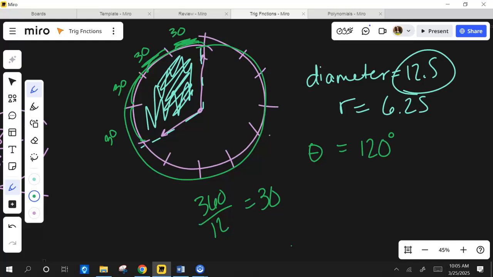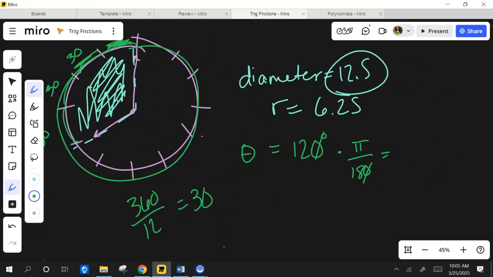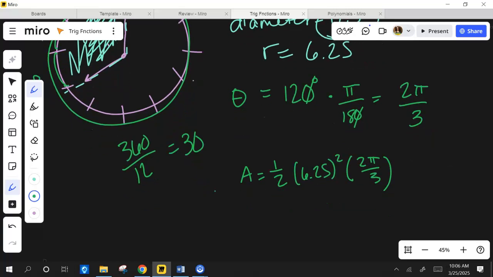Now I got to put it in radians, so I'm going to need to multiply by pi over 180. 120 over 180 simplifies to 2/3, so 2 pi over 3. Now I can plug in that formula. 1/2 radius, which is 6.25 squared, times theta. And I don't know, somebody else can tell me what this comes out to be, because I don't know. What is it?